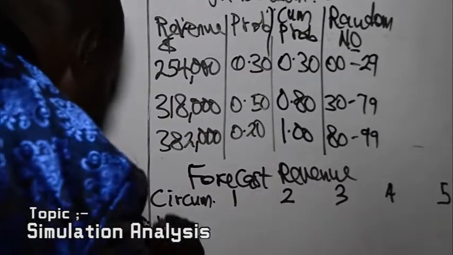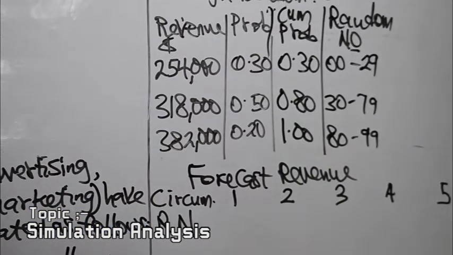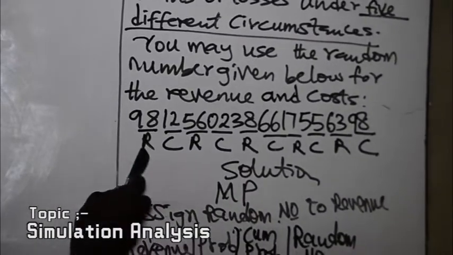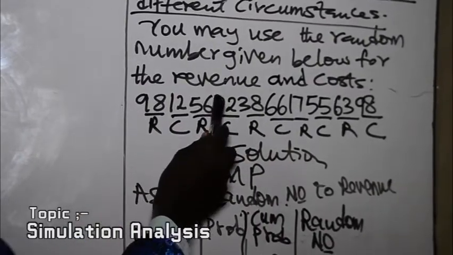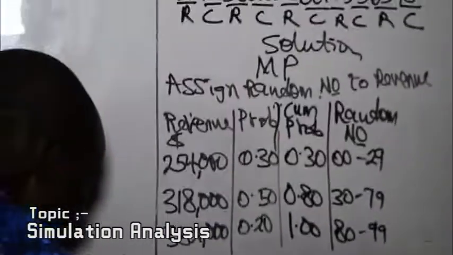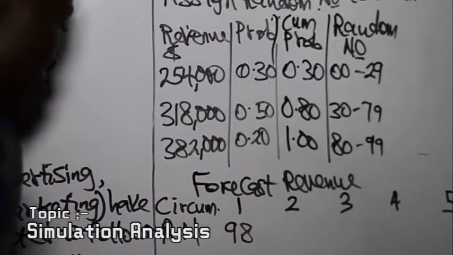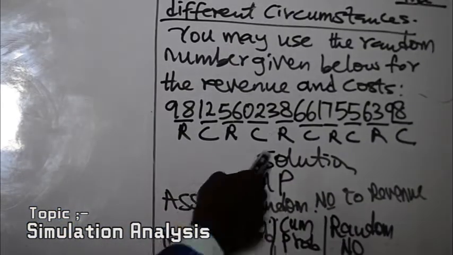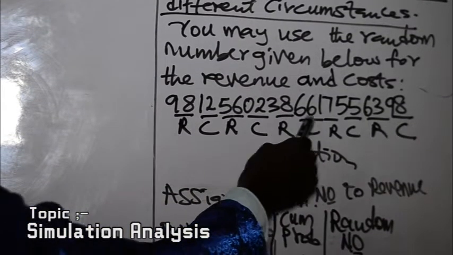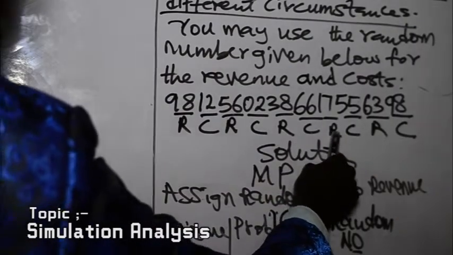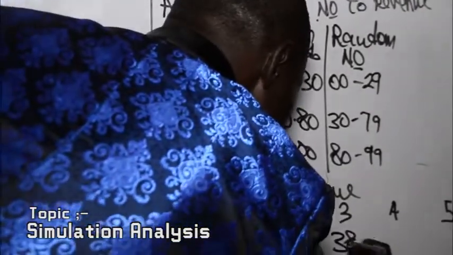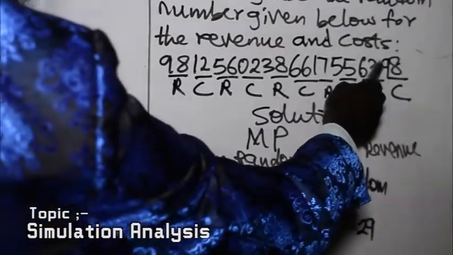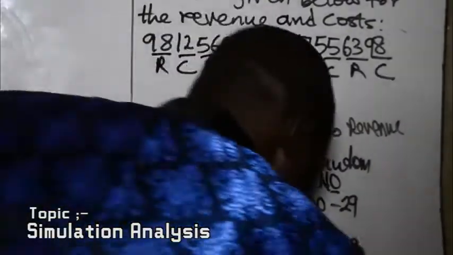Then we have our random numbers for revenue. The random numbers for revenue are 98, 56, then the third one, 38, the fourth, 17, and the last one is 63. 63 is the last random number.